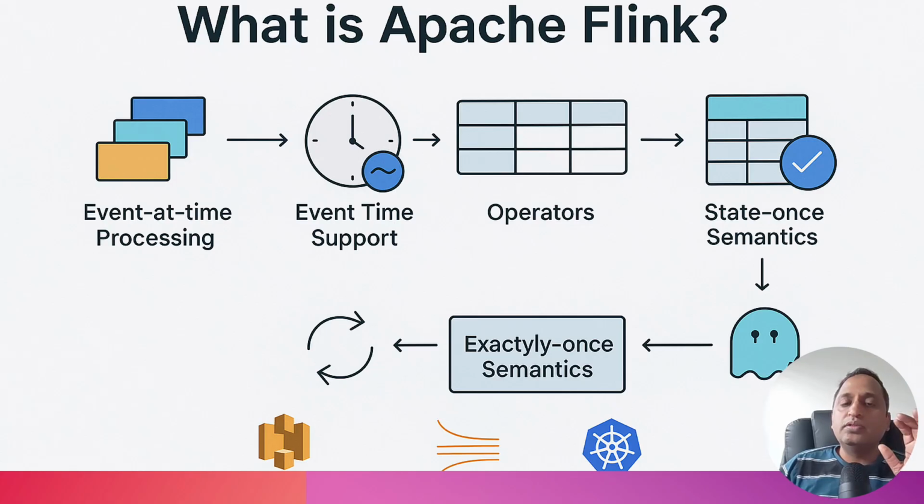So in summary, Flink is purpose built for low latency, high accuracy, event driven pipelines, which makes it a strong candidate for most real-time streaming systems. The only thing is that there is a good amount of learning curve involved when you're dealing with Flink.